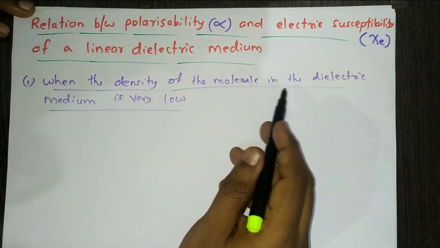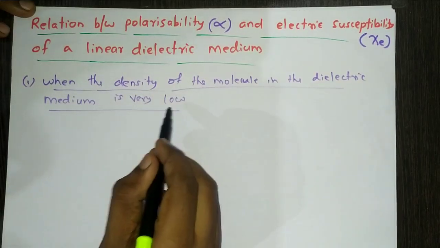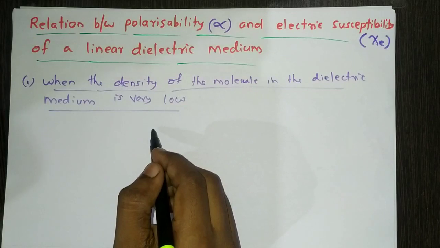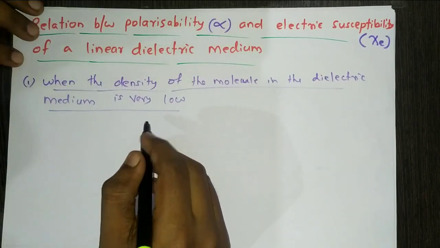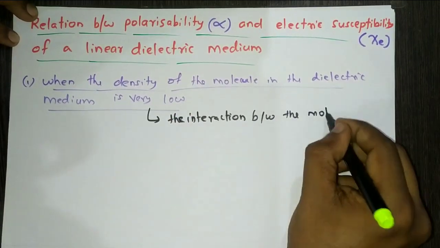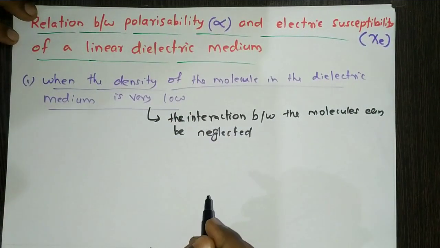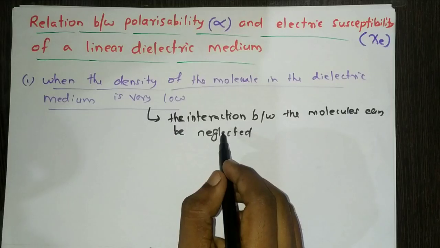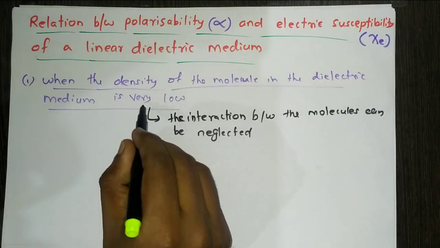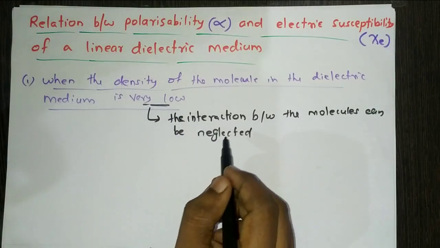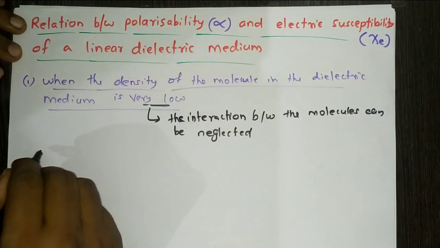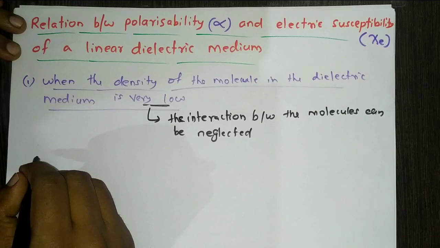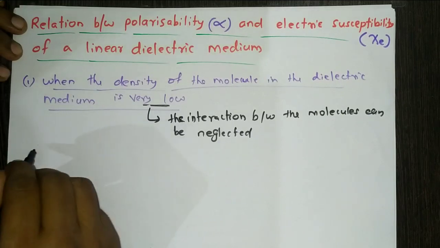When the density of the molecules in the dielectric medium is very low, the interaction between the molecules in such a medium can be neglected, because the molecules will be sitting far away, therefore the density will be low, therefore the interaction can be neglected. Here we can write that the polarization is proportional to the field E.